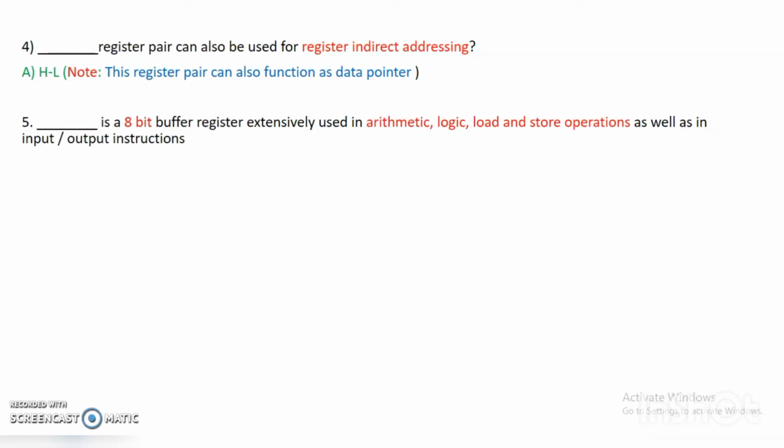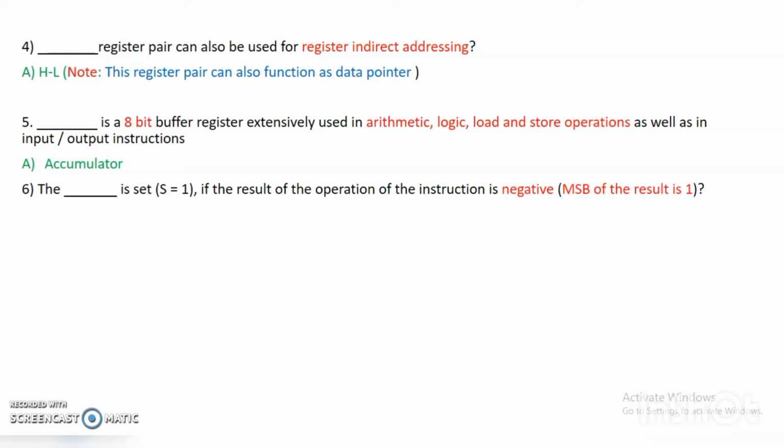Bit number 5. Dash is an 8-bit buffer register extensively used in arithmetic, logical, load and store operations as well as in input-output operations. The answer will be accumulator. The accumulator is generally an 8-bit general purpose register.